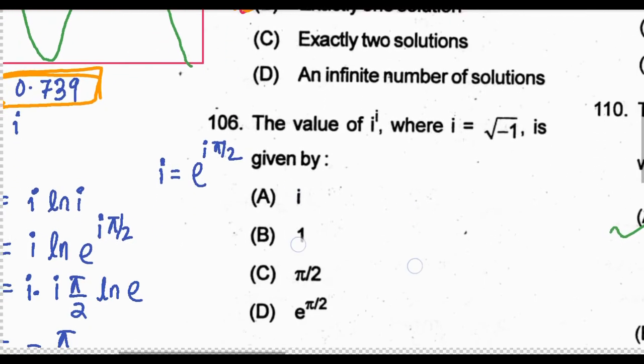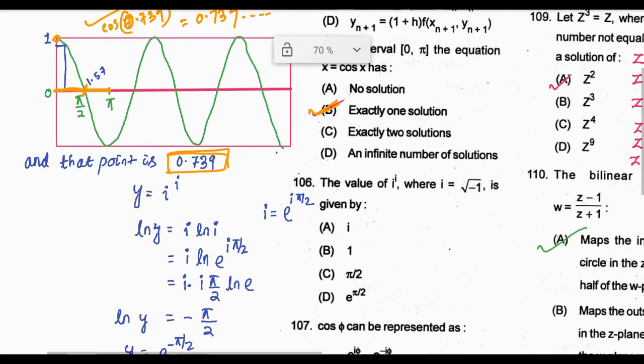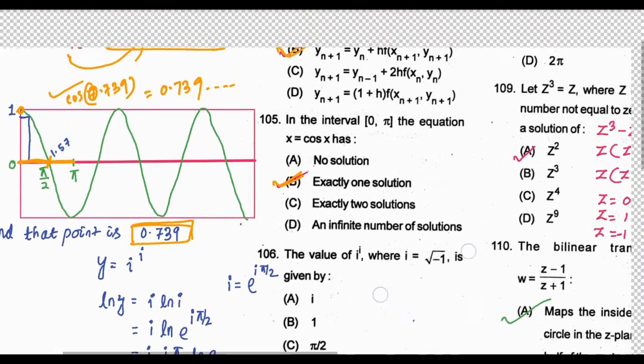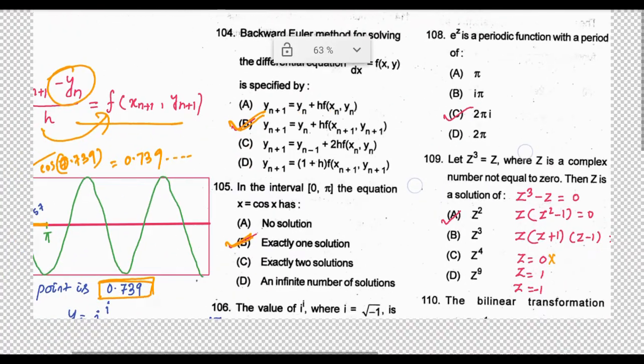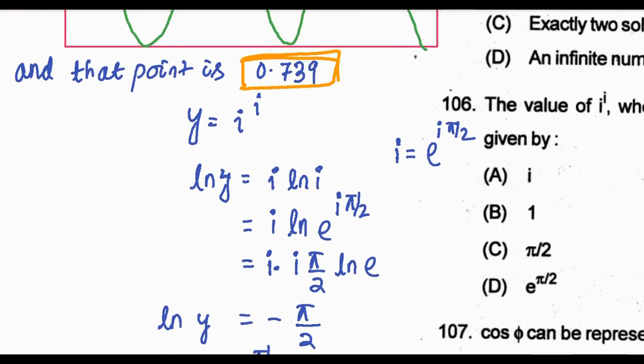The value of i to the power i, where i is equal to root over of minus 1, is given by... I have already solved this question in the probable questions for AEE also, and this one was directly asked. So you will solve this one. We will take y is equal to i to the power i. So what is i? The value of i is e to the power i pi by 2, because e to the power i pi by 2 is cos pi by 2 plus i sin pi by 2. That means cos pi by 2 is 0, and i sin pi by 2 will be i, so only i remains.